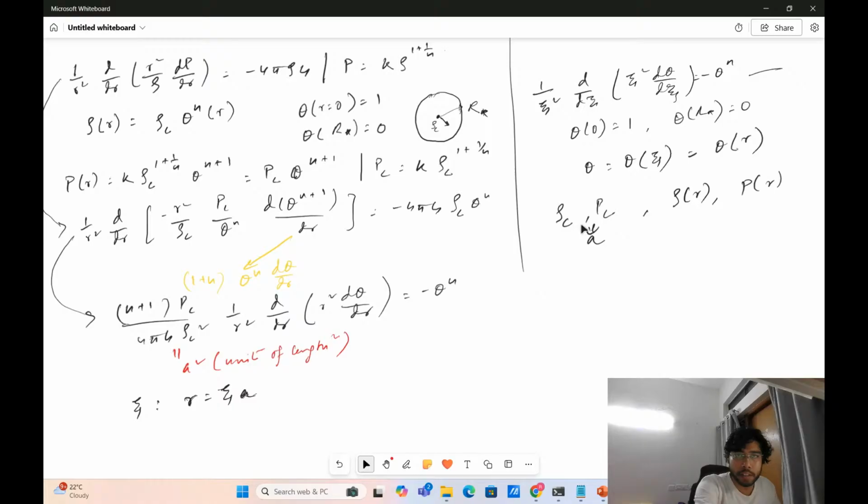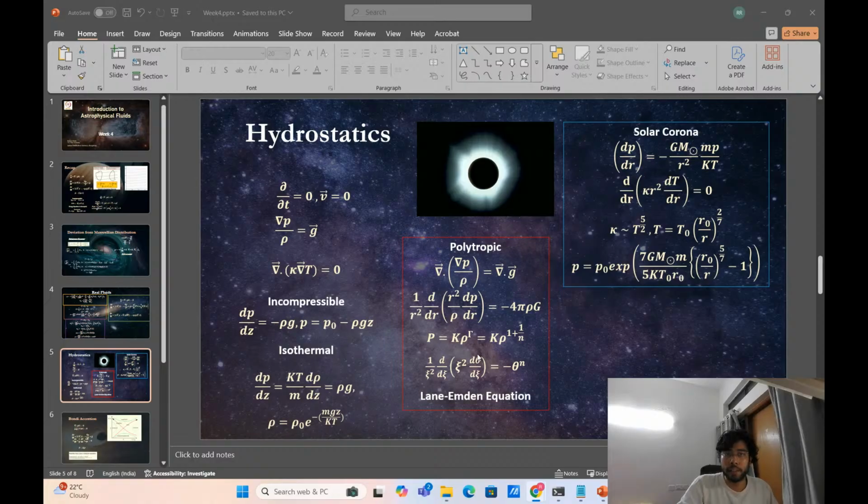I think in the lectures, the professor has mentioned this equation, but he didn't derive it explicitly. So yeah, this would be a good exercise to derive this equation from here.